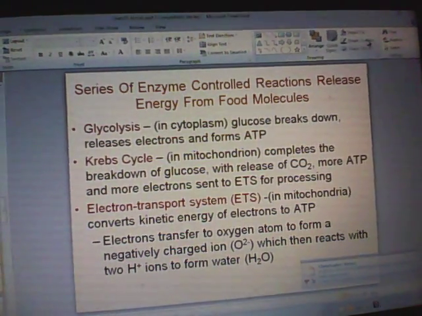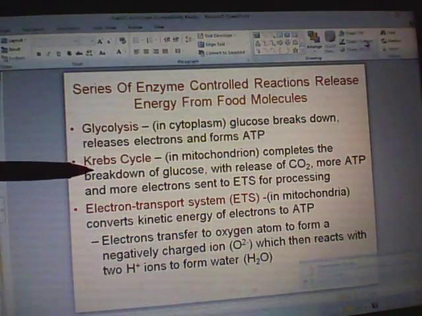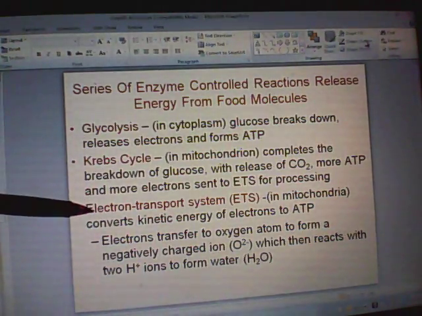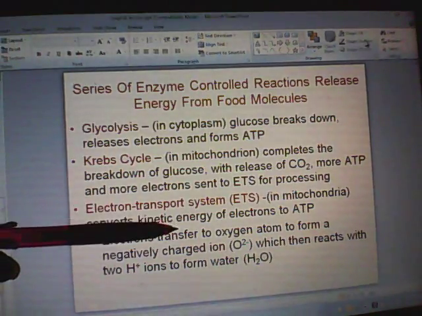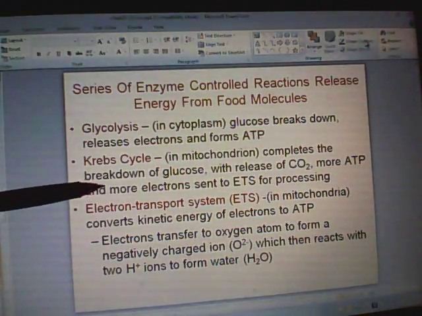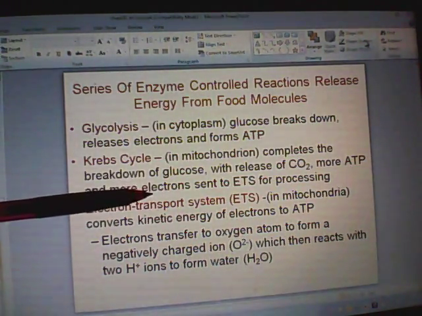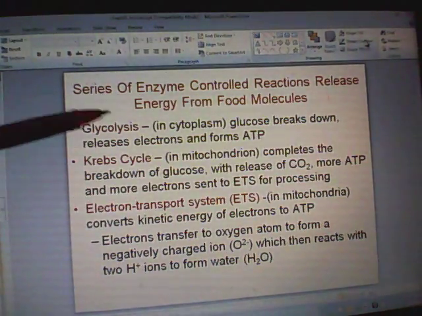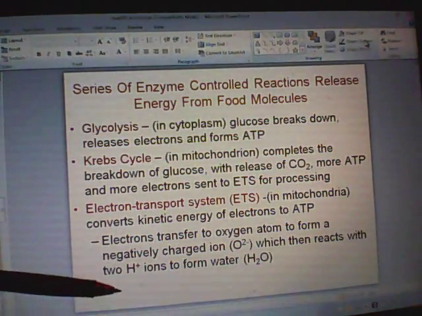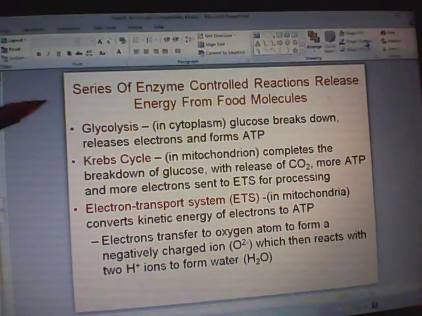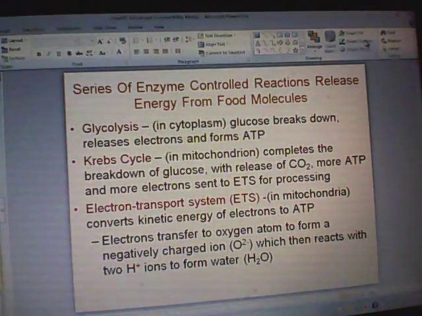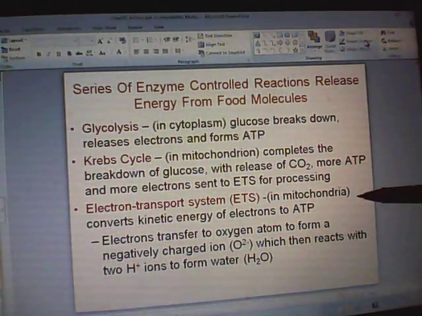So what I need for you to know is that the first one is glycolysis. The second is the Krebs cycle, and it happens in the mitochondria. The third step is called the electron transport, or ETS, and it also happens in the mitochondria. So for the Krebs cycle, we see breakdown of glucose, release of CO2, and more ATP. And then you have electrons that move to the ETS. In the ETS, you'll use those electrons to transfer to oxygen, which is the final electron acceptor, and that then will go on and make ATP. The most ATPs made are in the ETS.